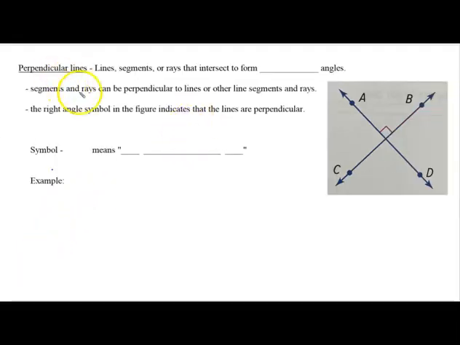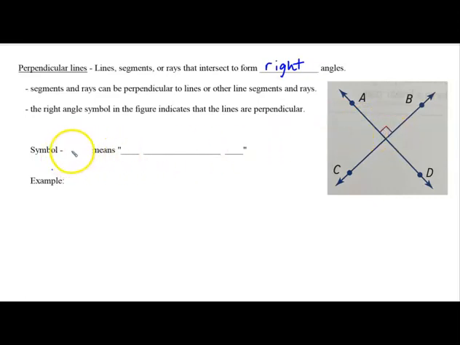Now we talk about perpendicular lines. These can be lines, segments, or rays that intersect to form right angles, where right means 90 degrees, of course. And then a couple other statements here to further enhance that definition. Segments and rays can be perpendicular to lines. It doesn't have to be two lines. It could be a ray and a line, or a segment and a line, as long as the intersection creates a right angle. The right angle symbol in the figure indicates that these lines are perpendicular.